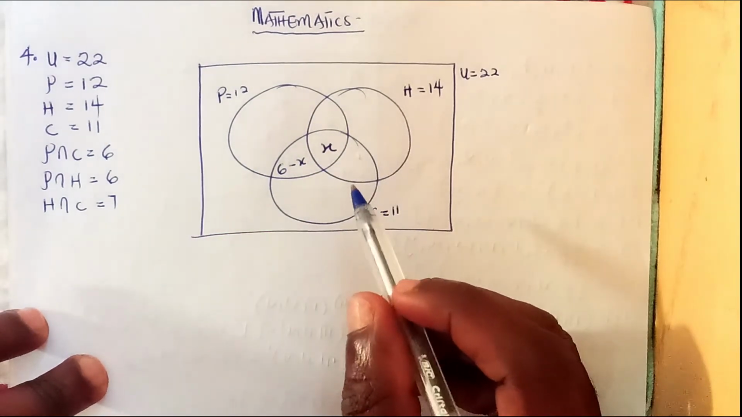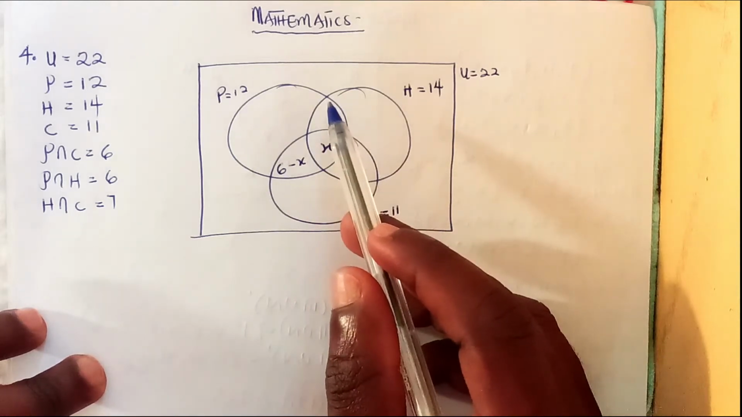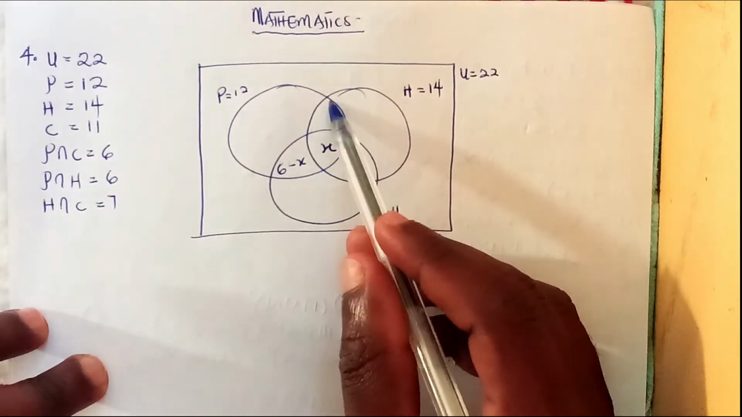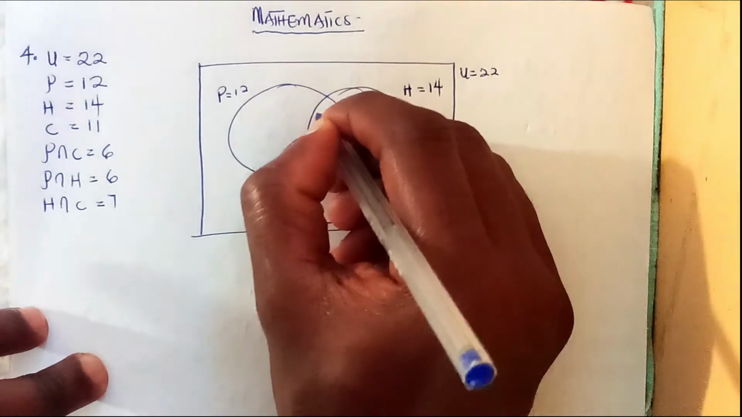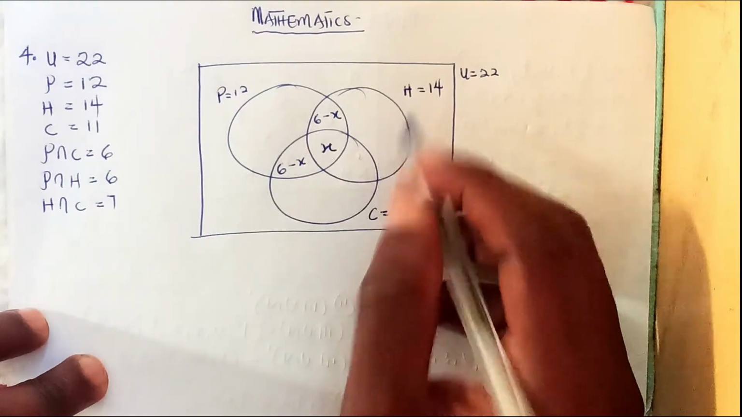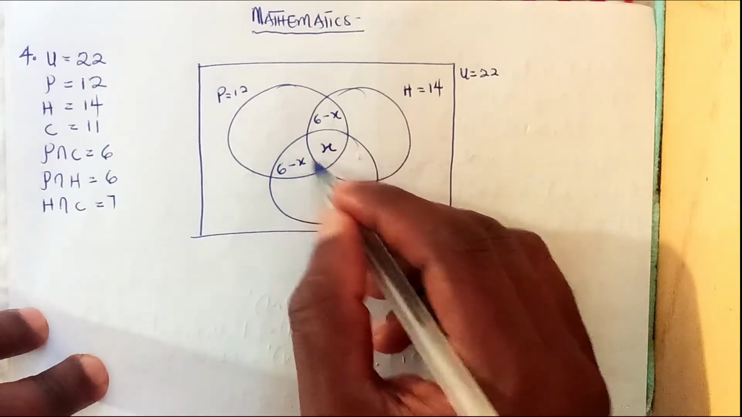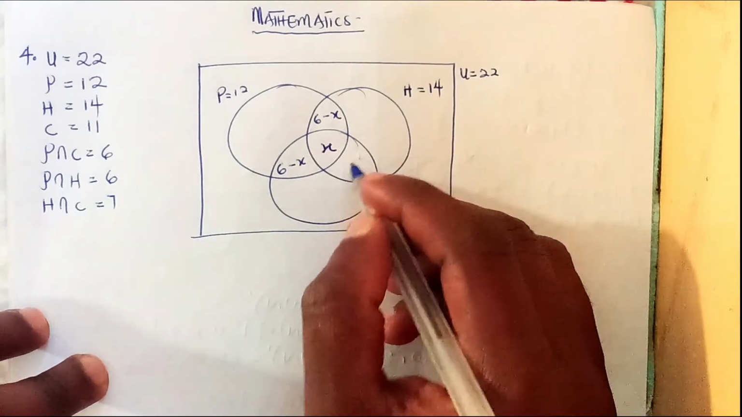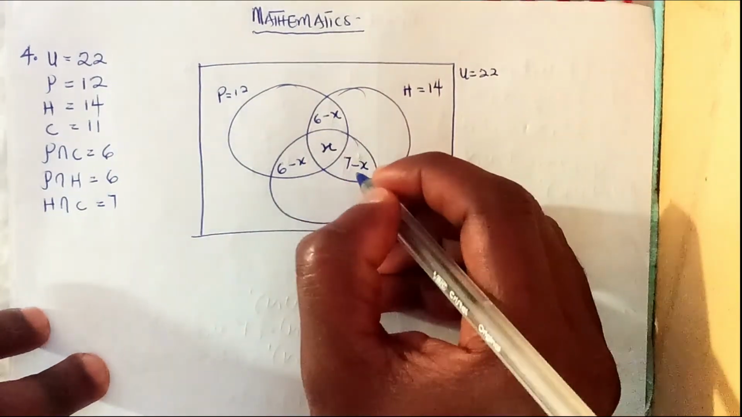We were also given PH. Since the X wasn't added, it means the PH that was given is this side, so we also have to subtract X from it, making it 6 minus X. Lastly, HC, the same way. Since the X wasn't added, it's all this side, so we have to subtract X from the 7 to get that side. We have 7 minus X.